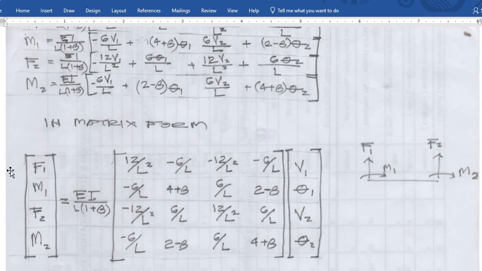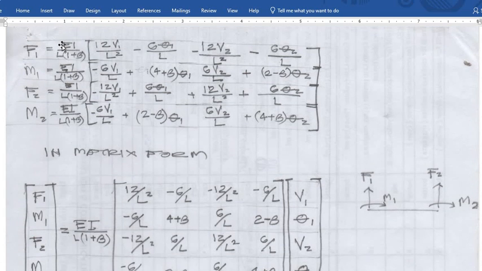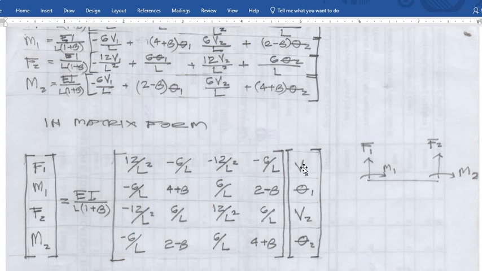Okay? So, ito ngayon yung column matrix in terms of forces and moments. Ito yung common term or constant, EI all over L1 plus beta. Tapos, ang unknowns natin dito ngayon, for this column, you have V1. And then for this second column, you have theta 1. Take note, ang ibig ko sabihin, this column, we have theta 1, theta 1, theta 1, tsaka theta 1. And then for this column naman, you have V2. Okay? And for the last column, you have theta 2, which happens to be this column matrix here.